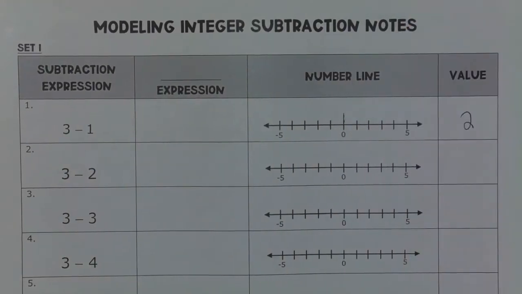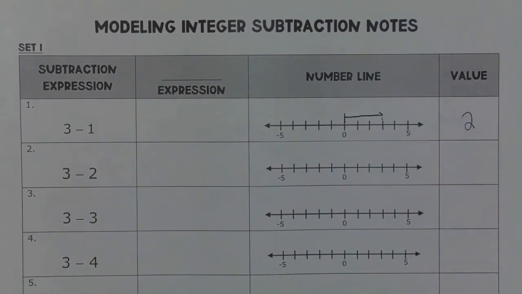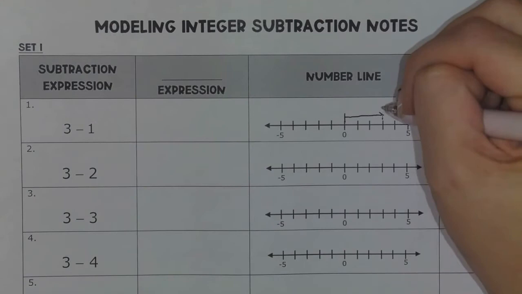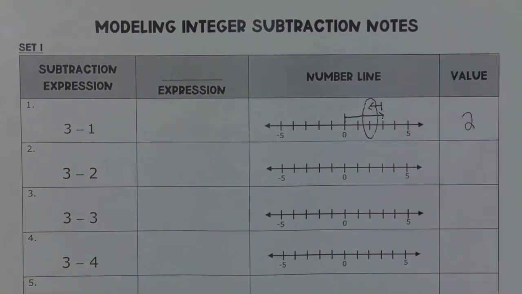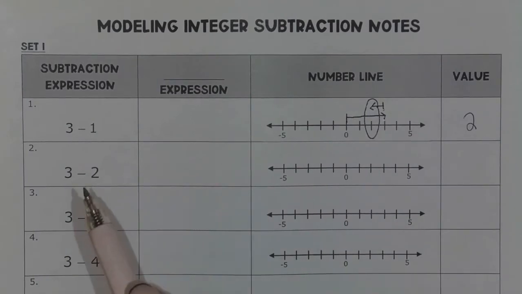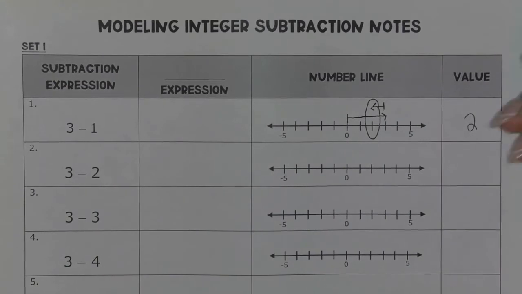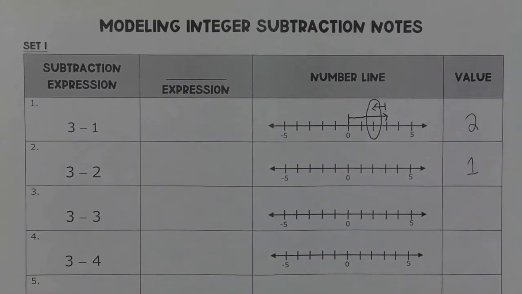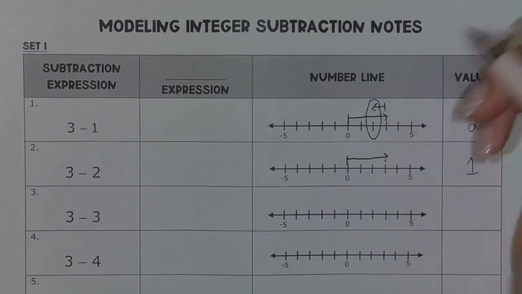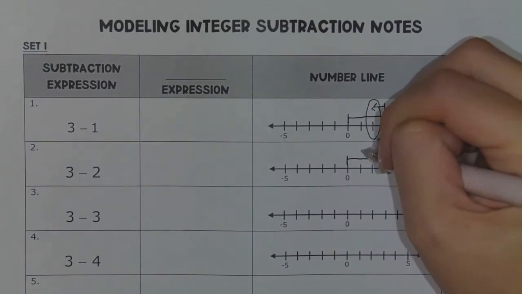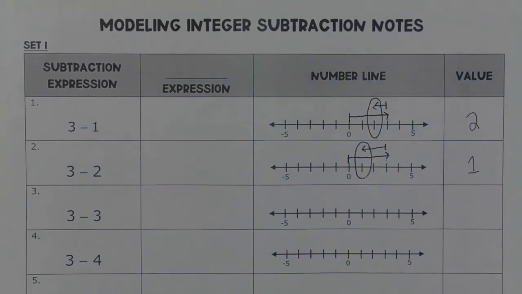For my number line, I'm going to start here at 0. I'm going to move 3 spaces to the right because it's a positive 3. And then I'm going to take 1 away, which is like going 1 to the left. And sure enough, I end up there at 2. My next one is 3 minus 2. So again, I have 3 things, I'm taking 2 of them away, which would give me a value of 1. I'm going to start here at 0, move to the right 3 spaces, and then move to the left 2 spaces. And sure enough, I end up at positive 1.